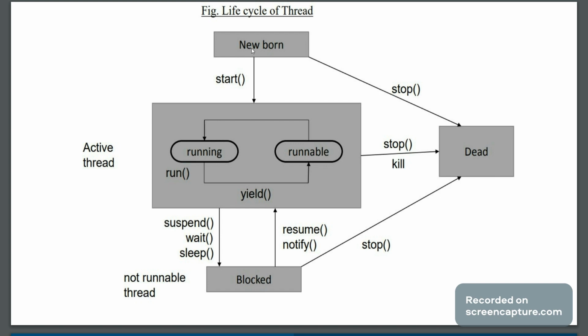So the states or phases of a thread are newborn, runnable, running, blocked or idle, and dead. And the life cycle methods of a thread are start, stop, run, suspend, sleep, wait, resume, notify, and yield.